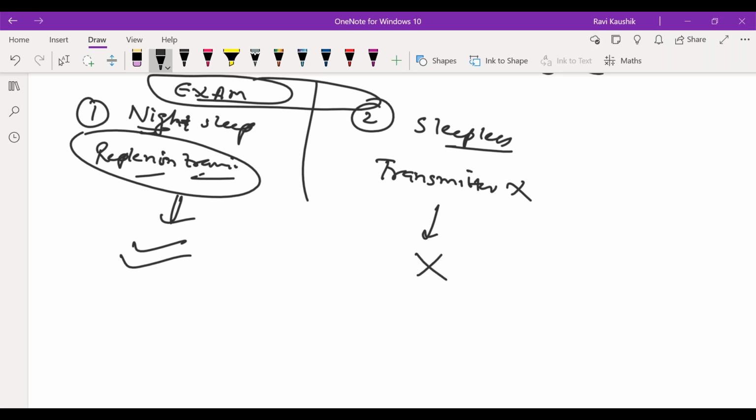Okay, and the example is habituation or the fatigue at the level of synapses. Fine.